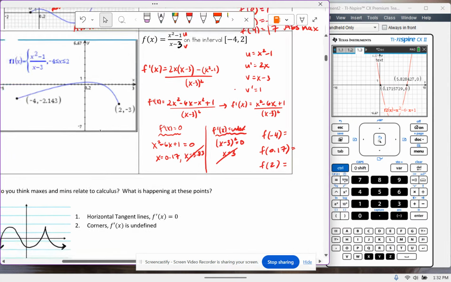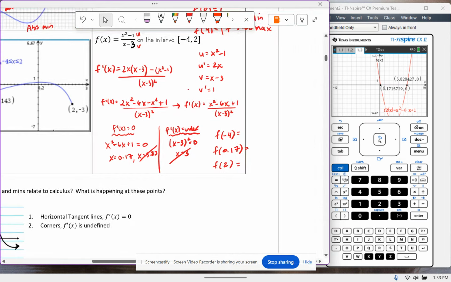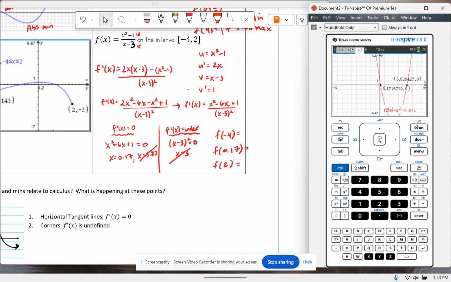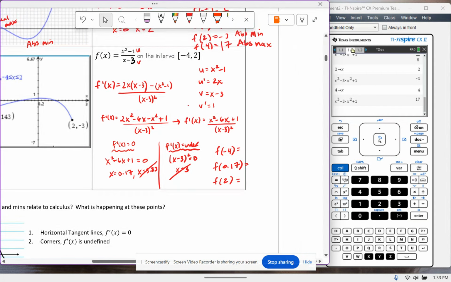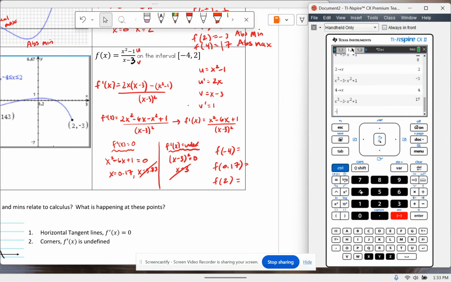What does it look like on the graph could perchance be happening at 0.17? Maybe a max. Maybe a min, right? We're going to talk about how to find those later on, but let's go ahead and see what these y's are here. Okay. I am testing or plugging these into the original. Okay. So I'm going to store -4.